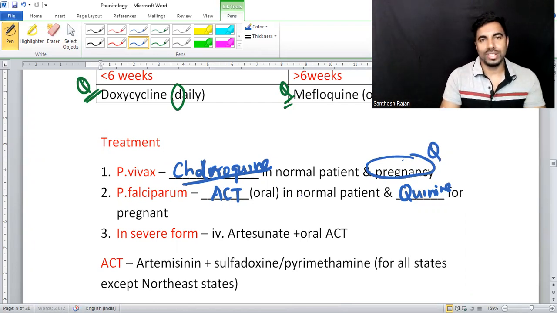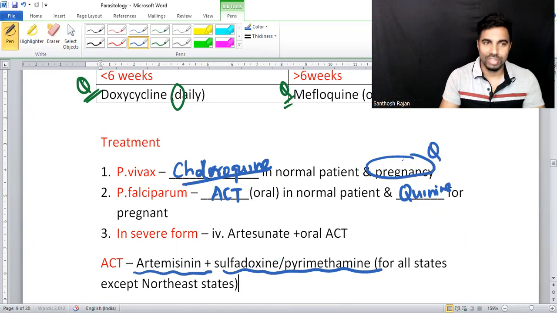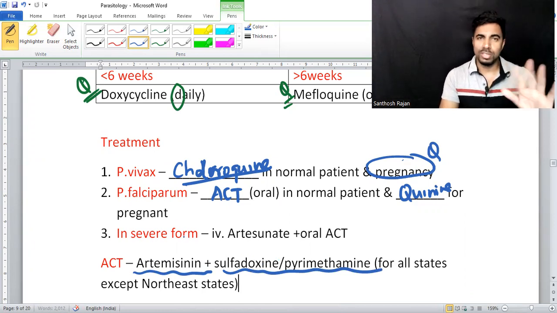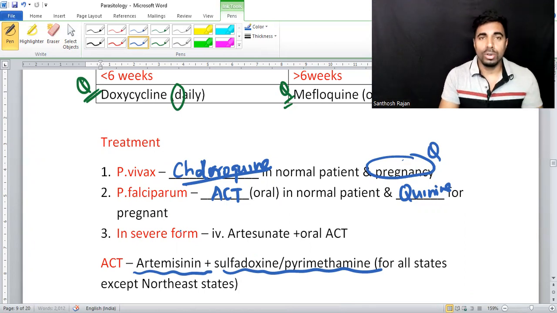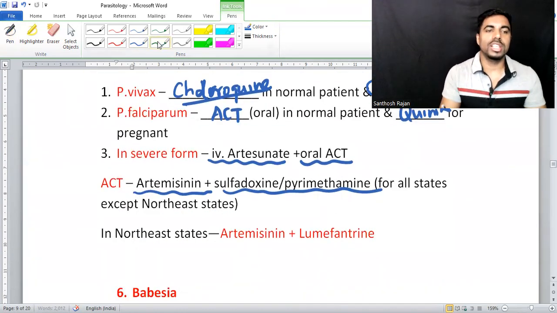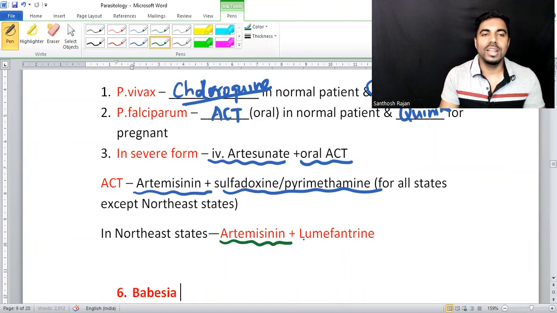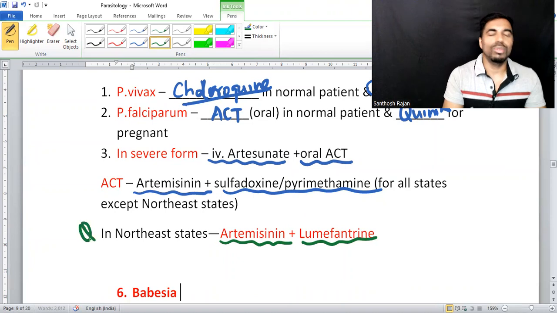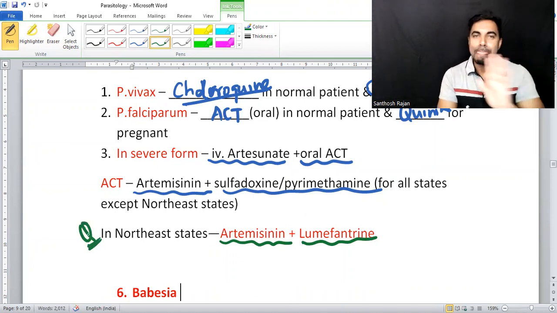And ACT for a normal patient. ACT is basically artesunate plus sulfadoxine-pyrimethamine combination for all the states except the Northeast. We'll talk about that. But if it is severe falciparum, if you have cerebral malaria or the patient is having blackwater fever, you will give IV artesunate plus oral ACT. Both are important, IV artesunate and oral ACT, both you must give. So in the Northeast states, what are we going to do? Northeast states, we are going to give artemether and lumefantrine. Northeast area. Got it? This is the treatment.